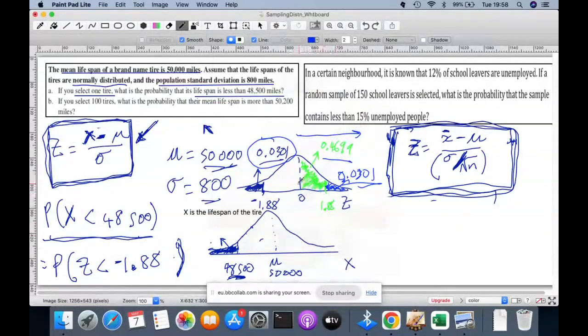Getting back to that, so that's question A. You've basically answered question A, which is 0.0301. If you want to write it as a percent, you can. It's I think 3.01%. That's your answer.